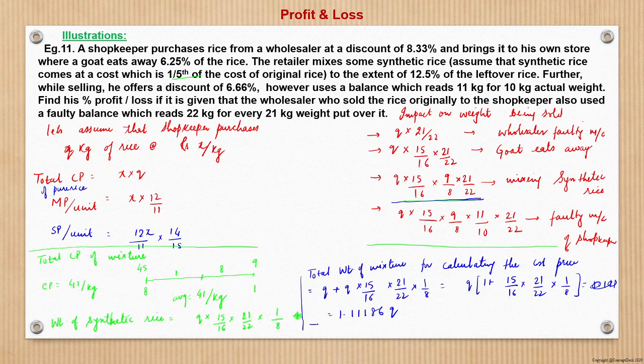So total cost of the mixture for the shopkeeper is nothing but this into the weighted average, which is 41. So that becomes 41 into 1.1186 q.